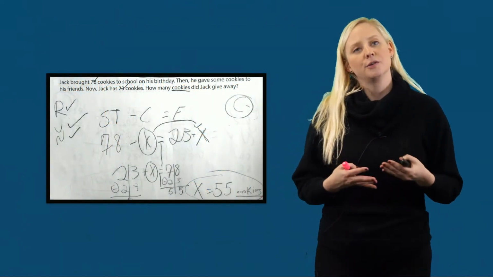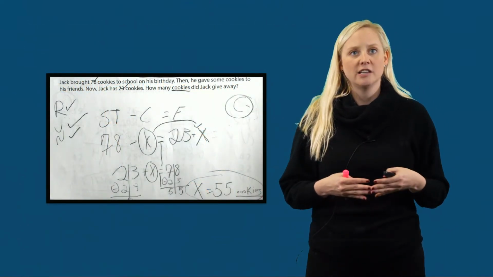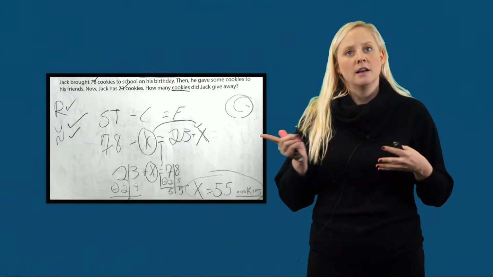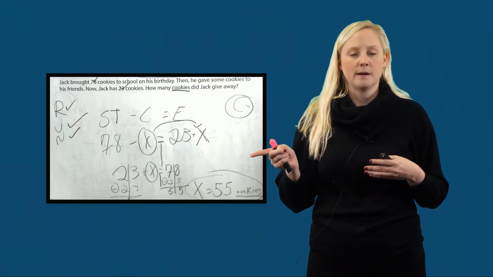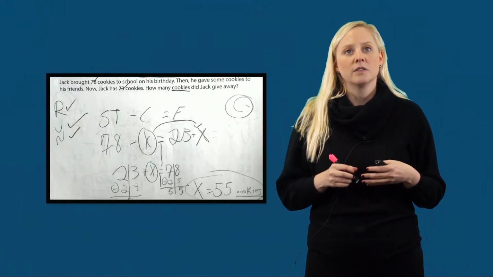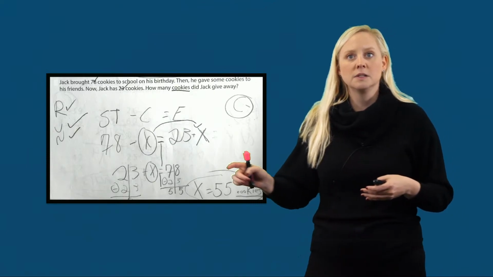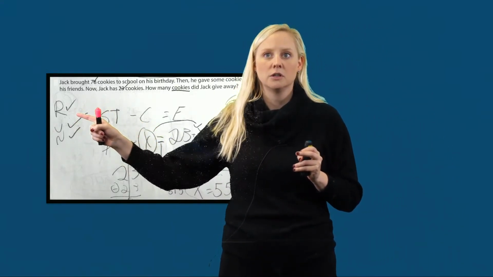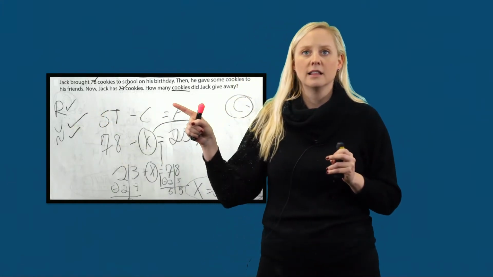Now that we've shown and demonstrated how to solve a change problem where the change amount is missing, let's take a look at student work. In this problem, the student solved a change problem that was a change decrease where the change amount was missing. Here you see the student did an exceptional job by writing RUN in the corner. The student read the problem, underlined the label of cookies.